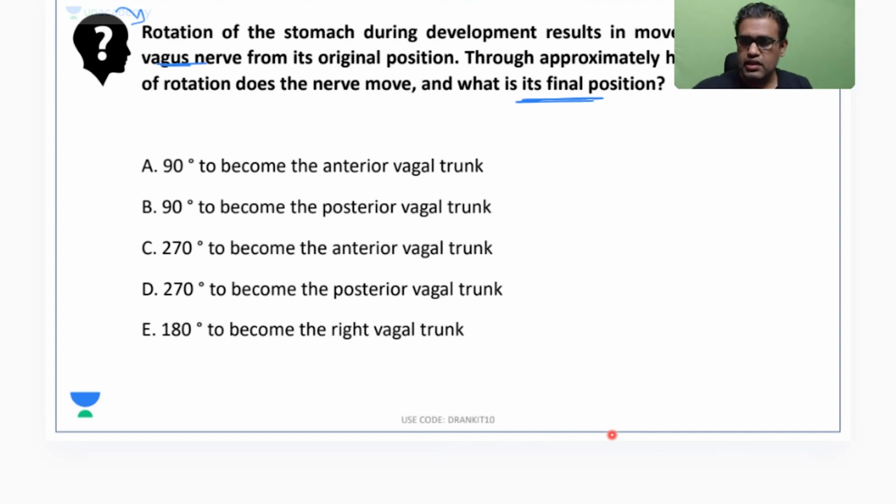A and C, equal percentage. Answer is A. Answer is A. Let us see why you are going with C also. So to remove that doubt, answer is A.